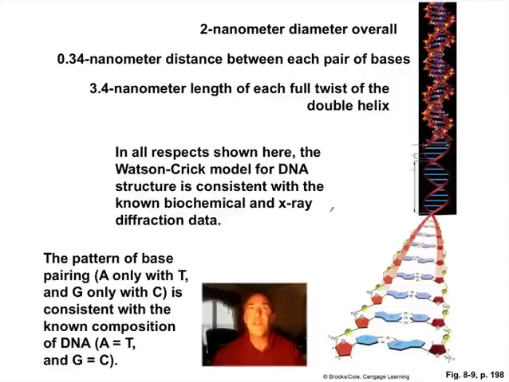So some of the numbers involved in a double helix, we find that at the top of the screen here, the double helix is actually very, very small, 2 nanometers in diameter. The wavelength of blue light, for instance, is 400 nanometers, so it's quite small. Very little distance between each pair of bases, 0.3 nanometers, and there are 10 bases for each full twist of the double helix, thus 3.4 nanometers between each twist, basically.